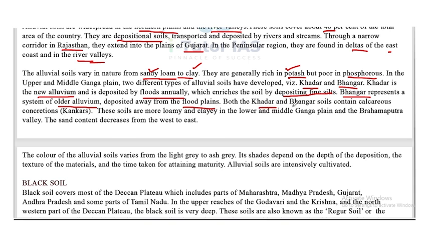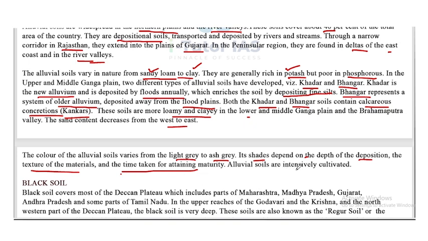Both the Khadar and Bangar soils contain calcareous content, known as kankars. These soils are more loamy and clayey in the lower and middle Ganga plain and the Brahmaputra valley. The sand content decreases from west to east. The color of the alluvial soils varies from light grey to ash grey. Its shades depend on the depth of the deposition, the texture of the material, and the time taken for attaining maturity.